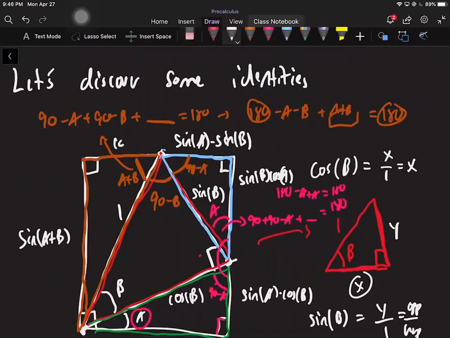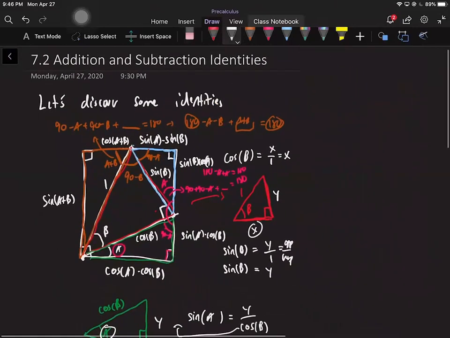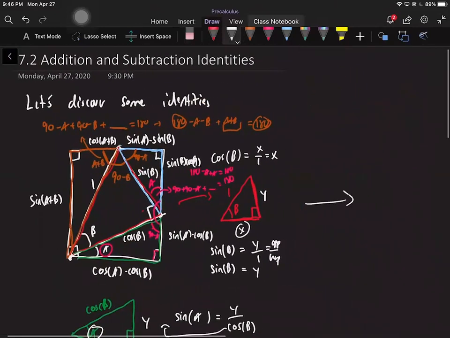And that's cosine of alpha plus beta. So this is the complete picture. All the sides are filled out, but what does it tell us? So let's zoom out here. What does all this work tell us?